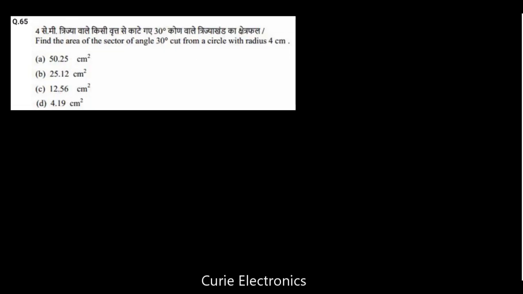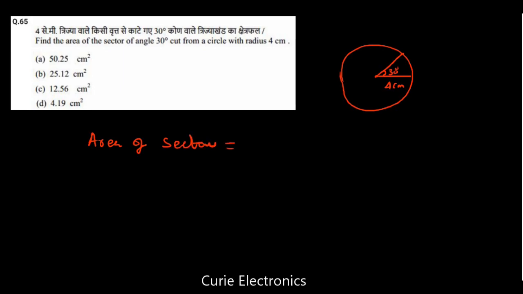Find the area of the sector of angle 30 degree cut from a circle with a radius of 4 centimeter. We have a circle with a 4 centimeter radius, and at 30 degree we made a sector. What is the area of this sector? Area of sector equals, what is the area of a circle? Pi r square. This is multiplied by theta upon 360. Theta is whatever angle you are making the sector.